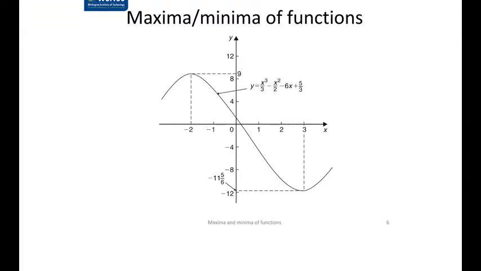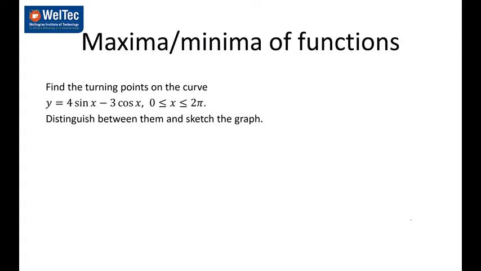We can then put that information onto a graph. We can show that there is a maximum at negative 2 of 9 and a minimum of negative 11 and 5/6 when x is equal to 3. There are two ways of doing this. You can actually do it without using calculus, and it's probably quicker to do so.